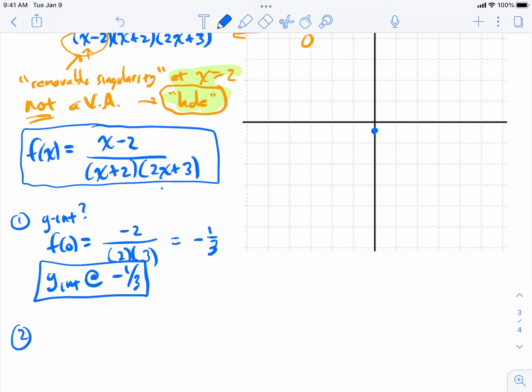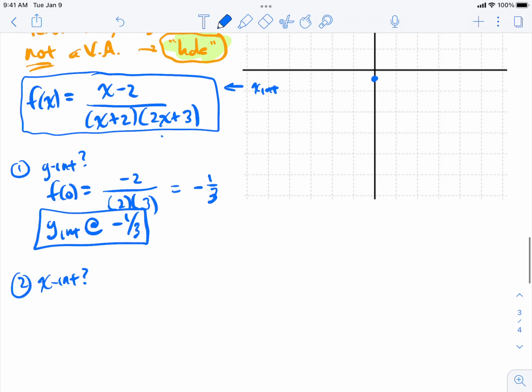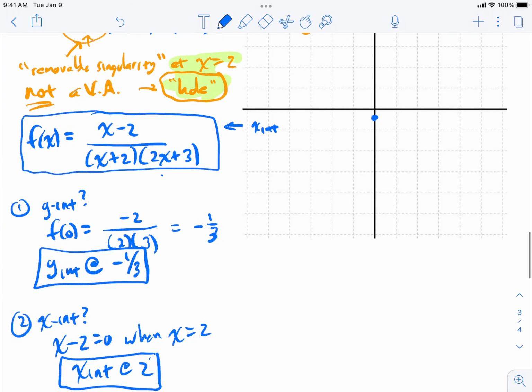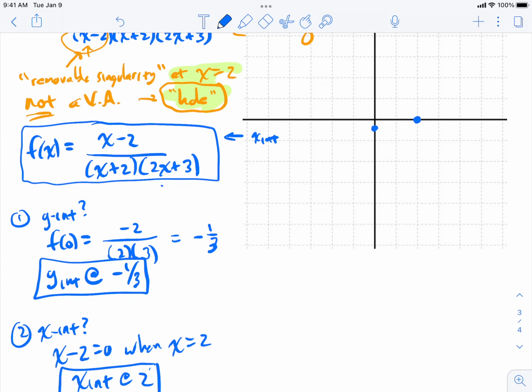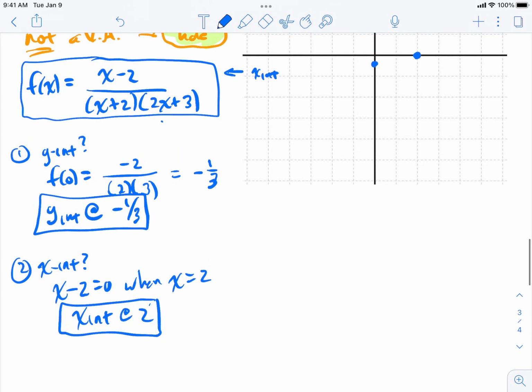Step 2, solve for any x-intercepts. And remember how you do that. For x-intercepts, you look at the top here. You set the top equal to 0. When is the top equal to 0? x minus 2 equals 0 when x equals 2. And so that means we have an x-intercept at x equals 2. That would be over here. Okay, we got these 2 points. That's a good start.